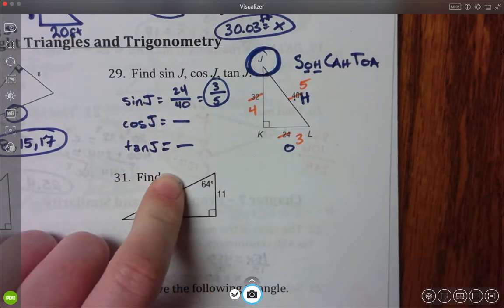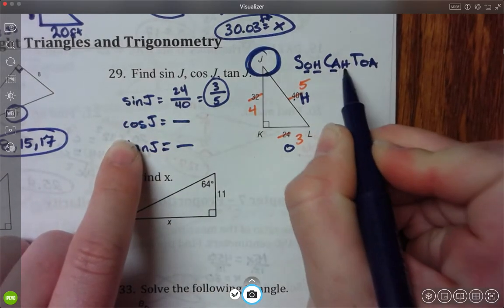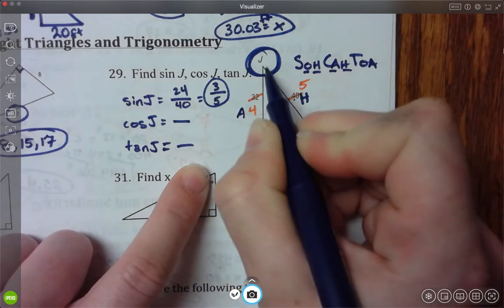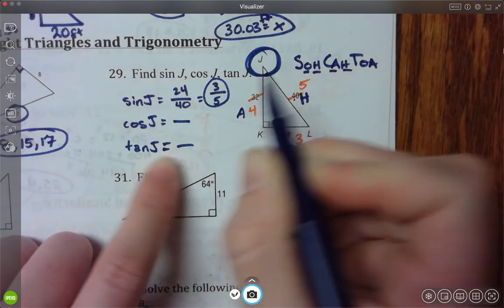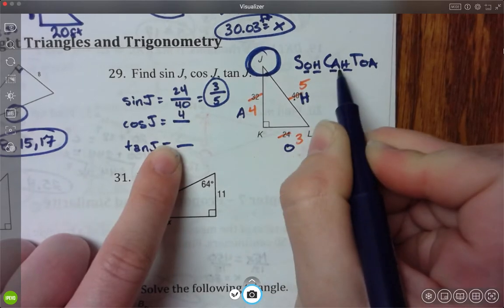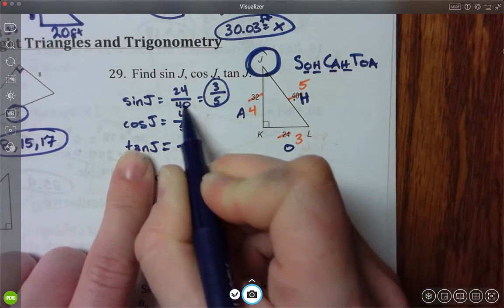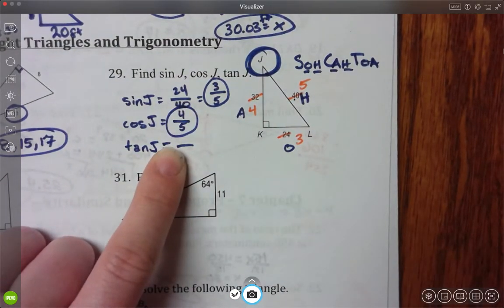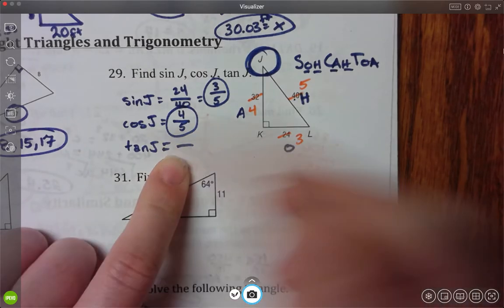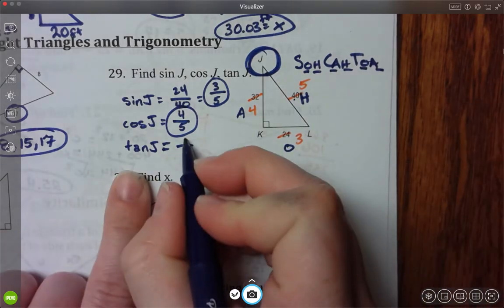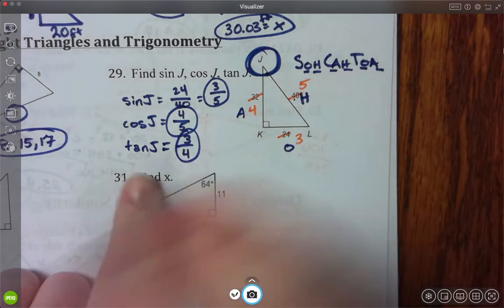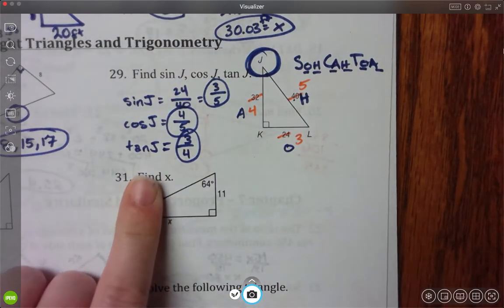So cosine is adjacent over hypotenuse. Okay? The adjacent side to angle J is going to be 4. The hypotenuse side is 5, and I don't have to reduce that because it's already reduced. Okay, and the last one is tangent. So opposite over adjacent. Opposite is 3. Adjacent is 4. So 3 over 4. That's what it will look like. Okay. All right. Moving right along.